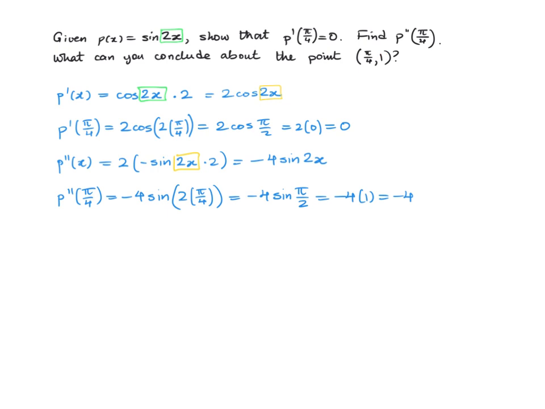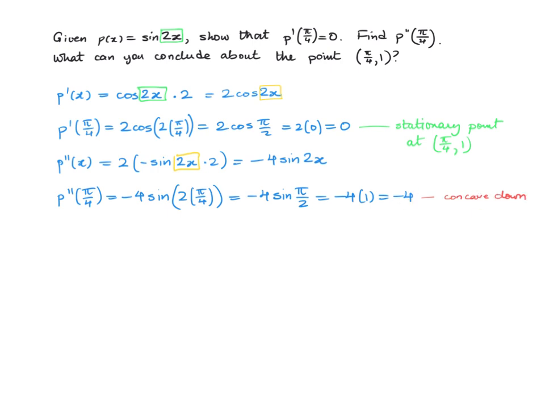Now we need to think about what it means that p prime of pi over 4 was equal to 0, and what it means that p double prime of pi over 4 is equal to negative 4. So in our heads, we recognize that there's a stationary point at pi over 4 comma 1 because the first derivative was equal to 0 there. But now, because the second derivative is negative, we know the graph is concave down there.